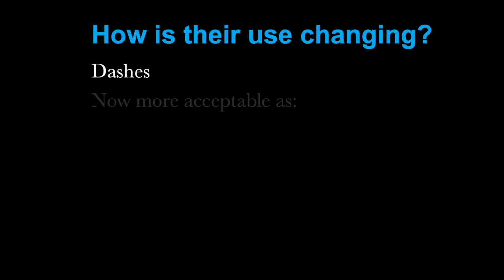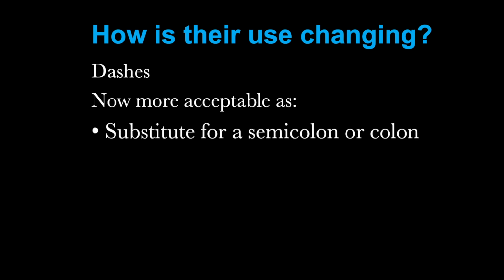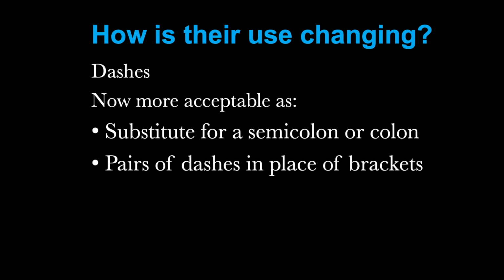When it comes to dashes, there is also now a change in acceptability. There's been a shift away from viewing these as merely informal or artistic forms of punctuation. The dash as a substitute for the semicolon or the colon is becoming increasingly acceptable, as are pairs of dashes used in place of brackets. However, such relaxation in the use of punctuation does move at different rates in different fields, and it's always important to know what the current accepted norms are in your own area.